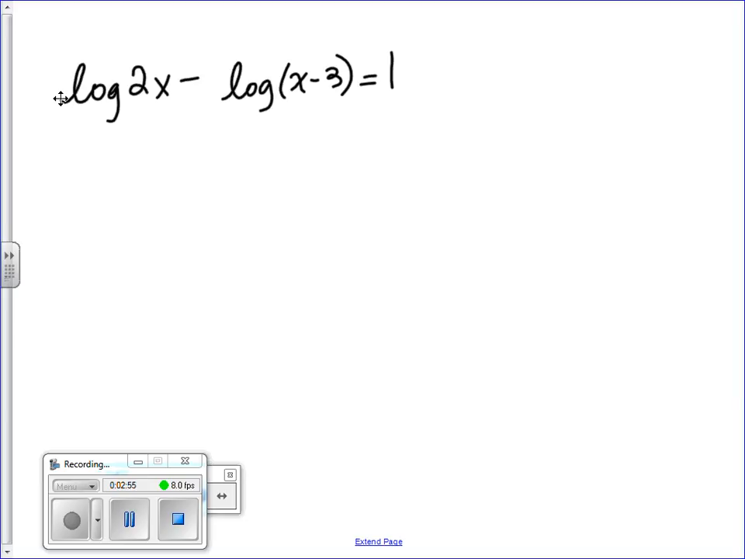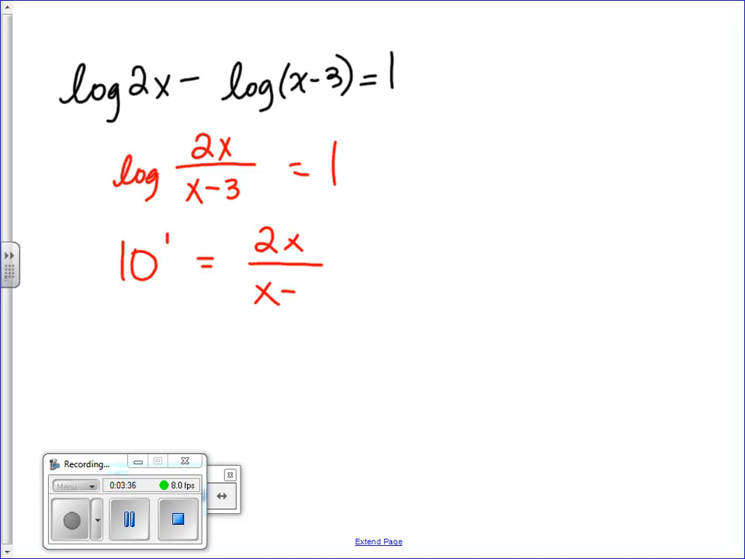Okay, so on this one, we're gonna solve this one exactly the same way that we solved the other one, but we have to combine these two first. So how do you combine subtraction? What does it become? Division, right? So that's gonna be log 2x over x minus 3 equals 1. Okay, so now just switch it back. 10 to the first power equals 2x over x minus 3.